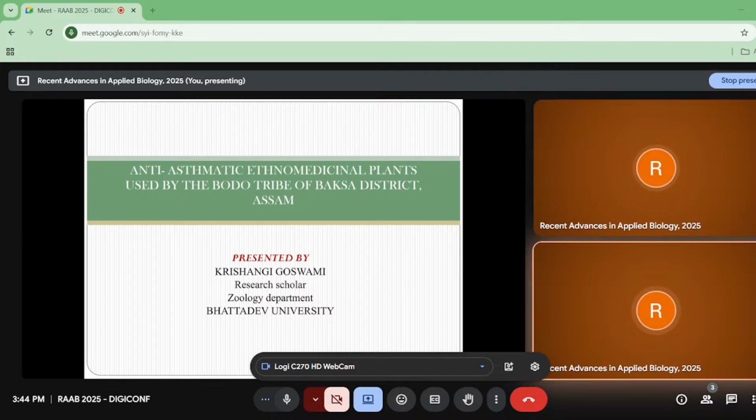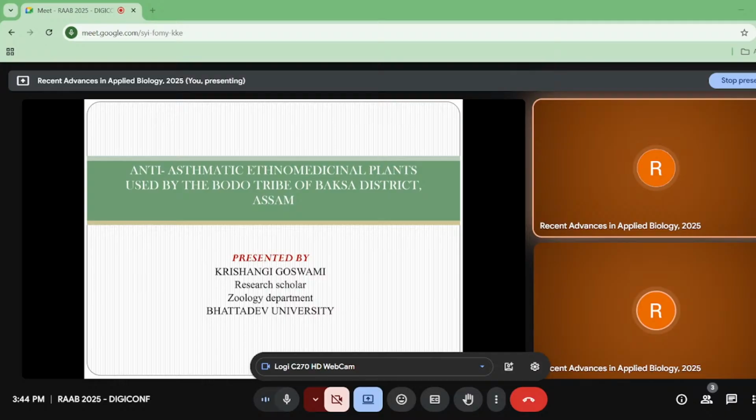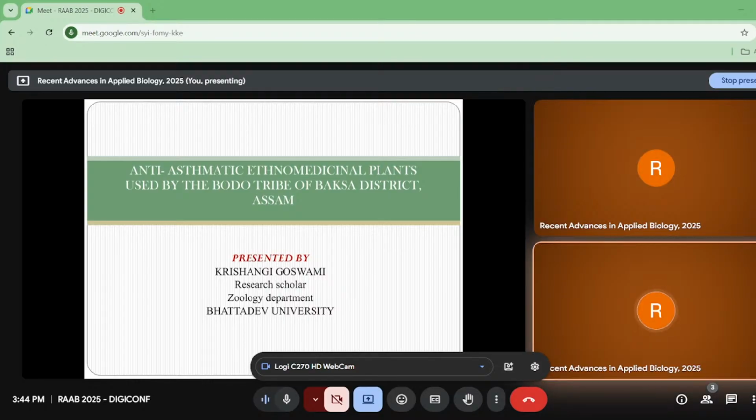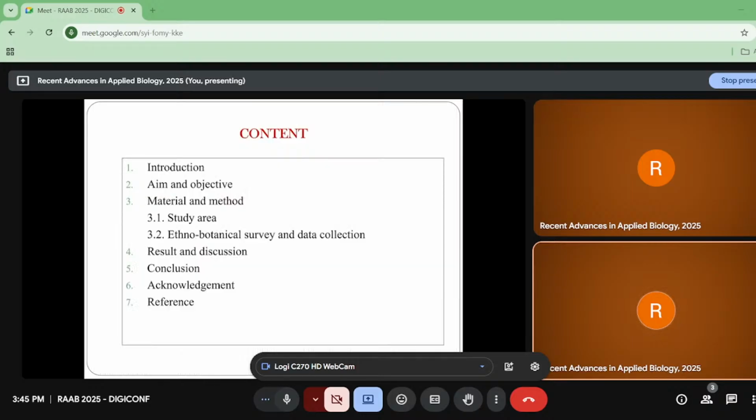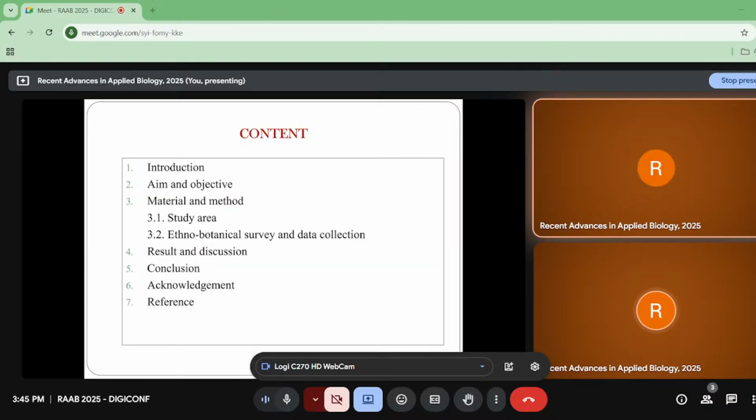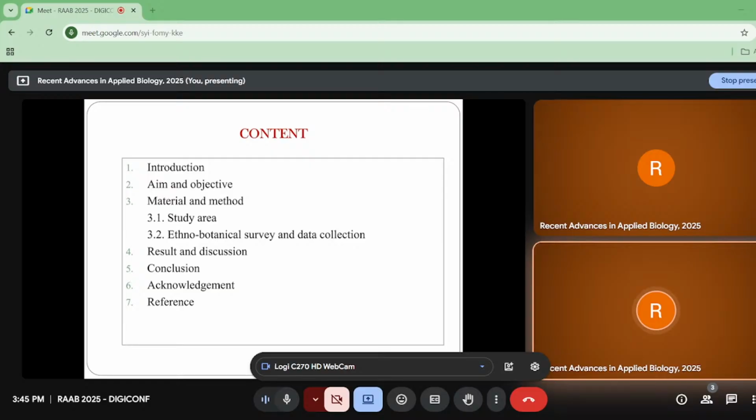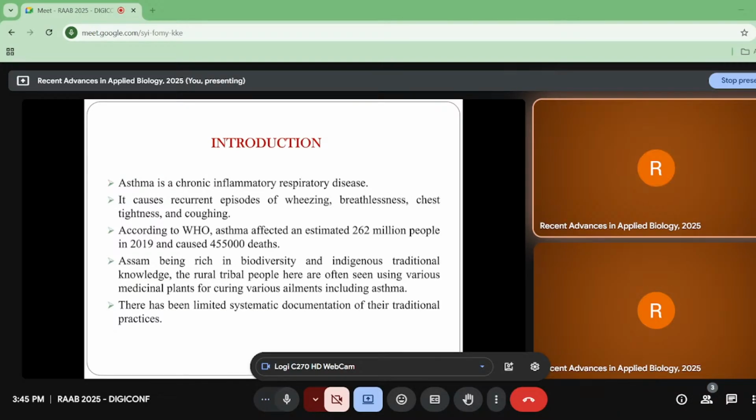Same on the topic of developments, NPSP ecological plants used by the Boro tribe of Baksa district, Assam, and this is my content page, which includes introduction, aim and objective, material and method, result and discussion, conclusion, acknowledgement, and reference.